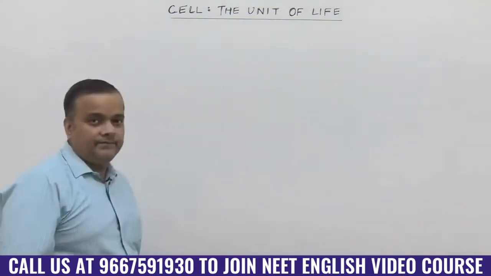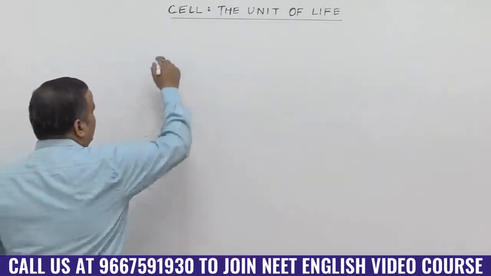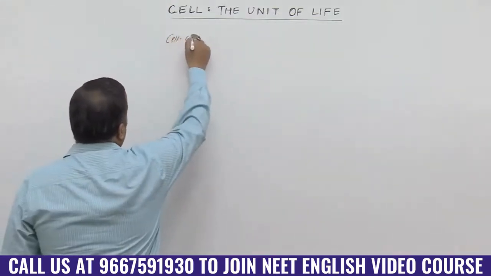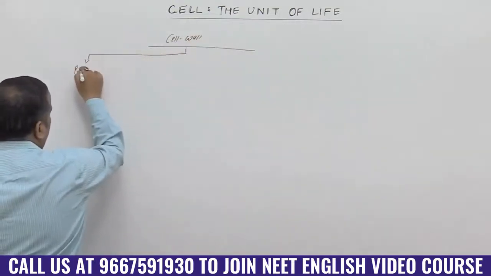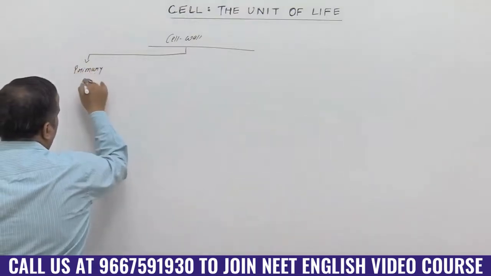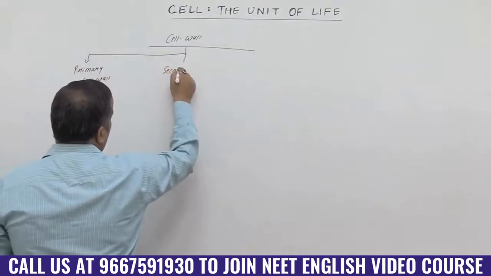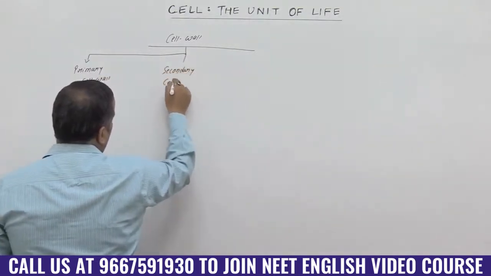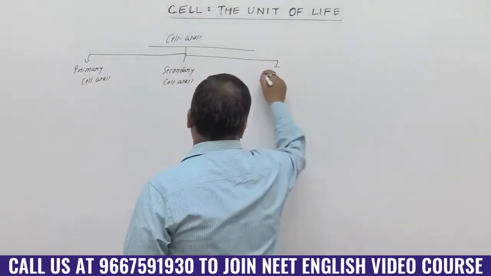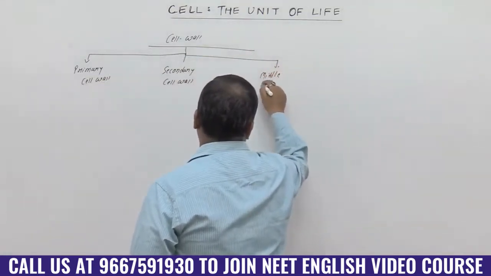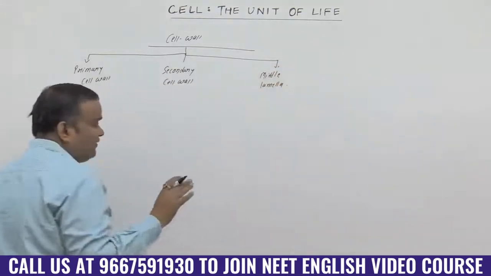Okay. Now, in plant, cell wall is divided into three different components. That is primary cell wall, secondary cell wall, and third is middle lamella. So these are the three different components of cell wall. Now we will discuss this one by one.